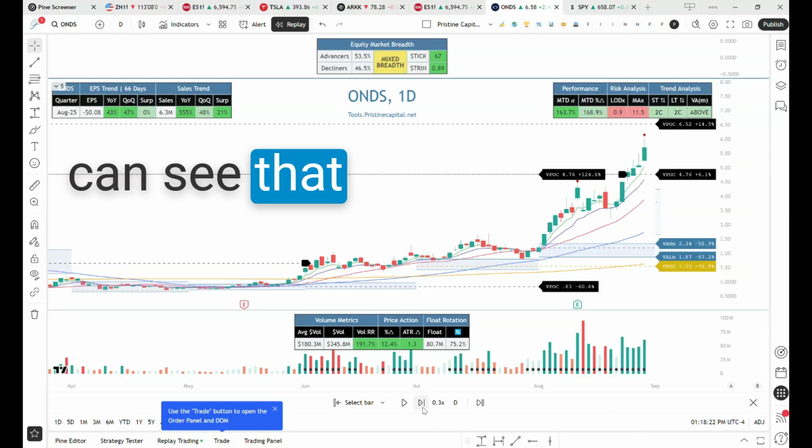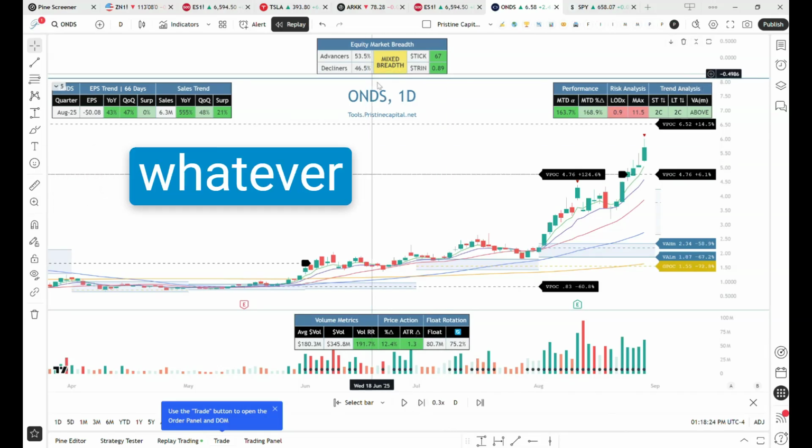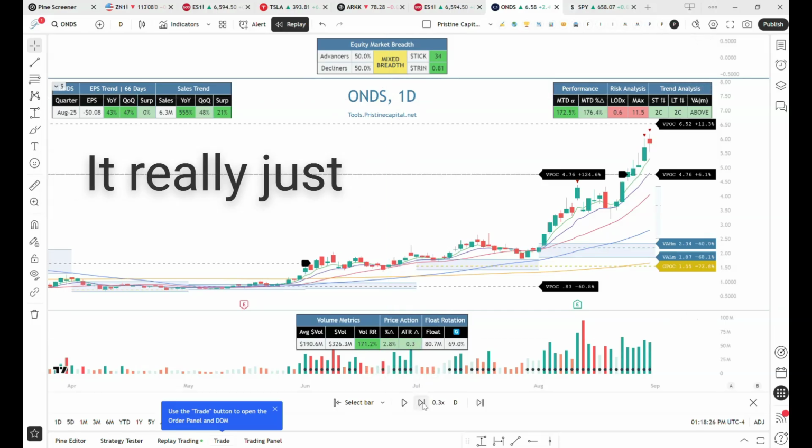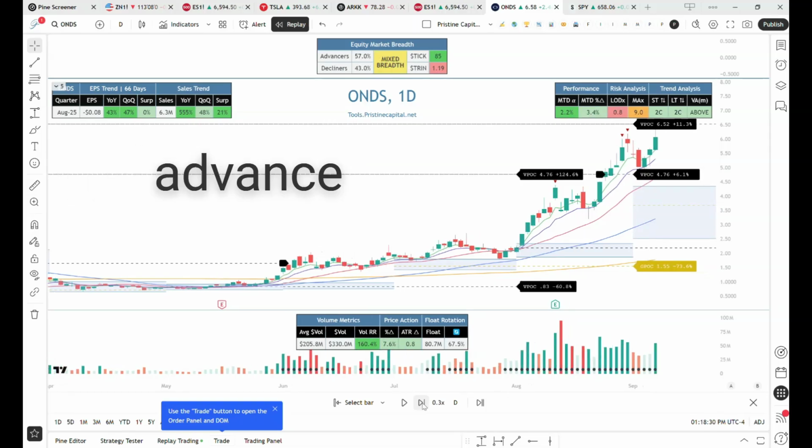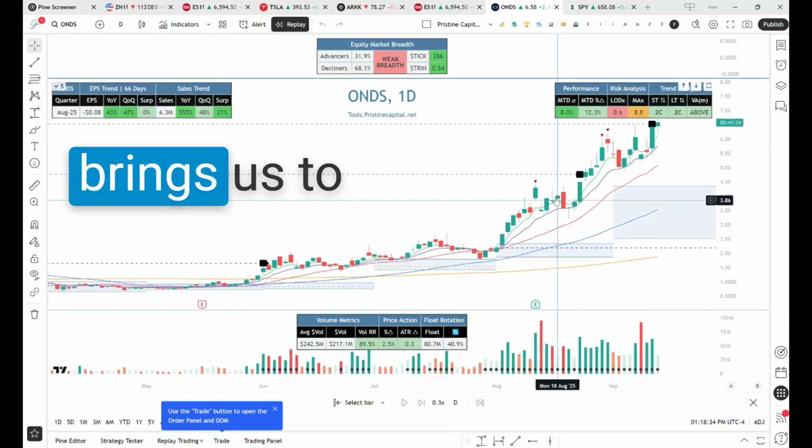And then, yeah, we can see that this thing, no matter what the market was doing, whatever the market breadth was, it really just continued the powerful advance. And that brings us to the present.